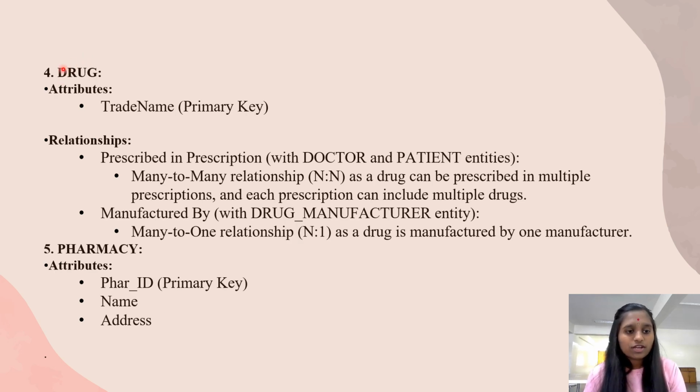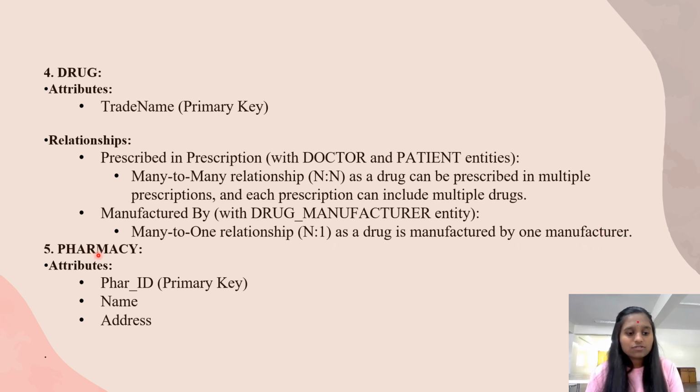And the fourth one is drug, and the attribute is trade name, which is the primary key. And relationships are prescribed in prescription with doctor and patient entities. Many to many relationship, because a drug can be prescribed in multiple prescriptions, and each prescription can include multiple drugs, and manufactured by with the drug manufacturer entity. Many to one relationship, as a drug is manufactured by one manufacturer.